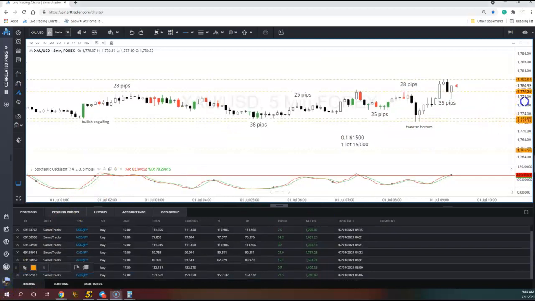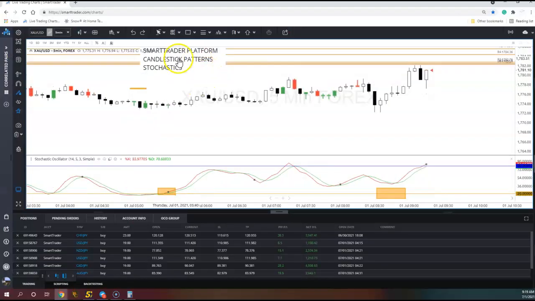You guys, I was going to take this trade all the way up at 1782, but I canceled it because it's finding support at a previous support level. So that's it. Okay, so far 179 pips, and that would be on a regular standard lot. It would have been approximately $17,500, and on a mini lot, $1,750. Okay, just using Smart Trader platform, candlestick patterns, and stochastics indicator.